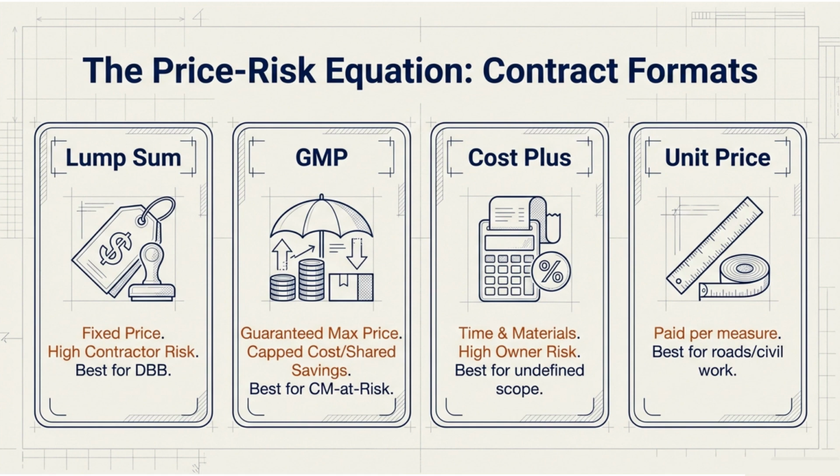Finally, unit price. This one's perfect for when you're not sure exactly how much you need, but you know what you need. It's paid per measure, per cubic yard, per square foot, per mile of road. Best for roads, highways, and civil work. Fair for variable work, but you won't know the final cost until everything's measured. It's like paying per scoop at an ice cream shop. You know the price per scoop, but not your total bill until you're done. Each one balances cost certainty against scope flexibility. It's the eternal dance of construction.